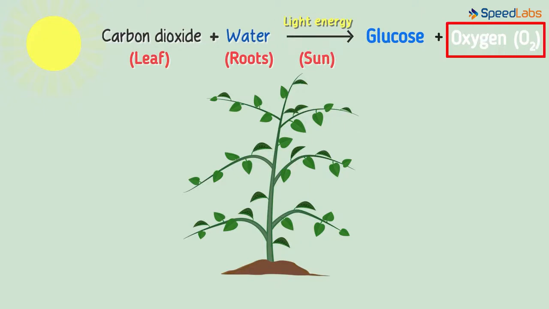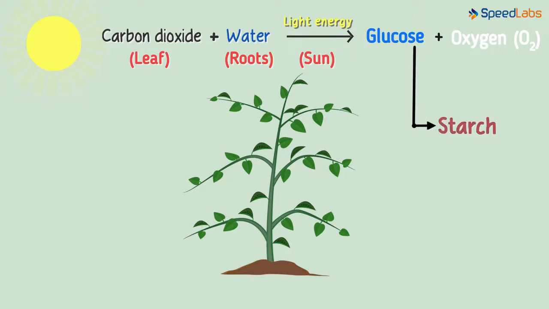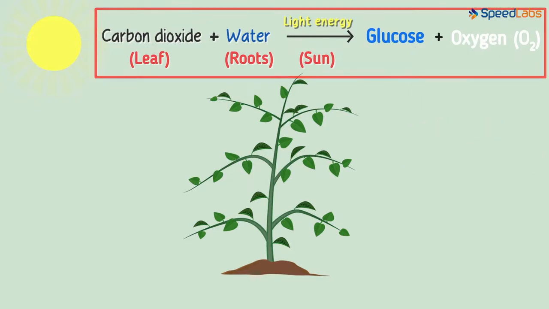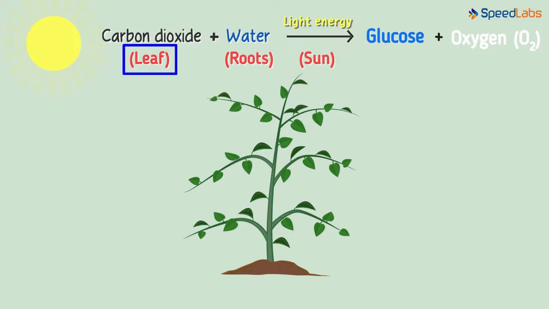The oxygen is released into the air through the leaves, but what happens with the glucose? The glucose produced can be turned into other substances such as starch, which is used as a store of energy. This energy can be released by respiration, which we will look at in a while. Before that, let's understand photosynthesis in a bit more detail. The leaves of the plant play the most important role in photosynthesis.